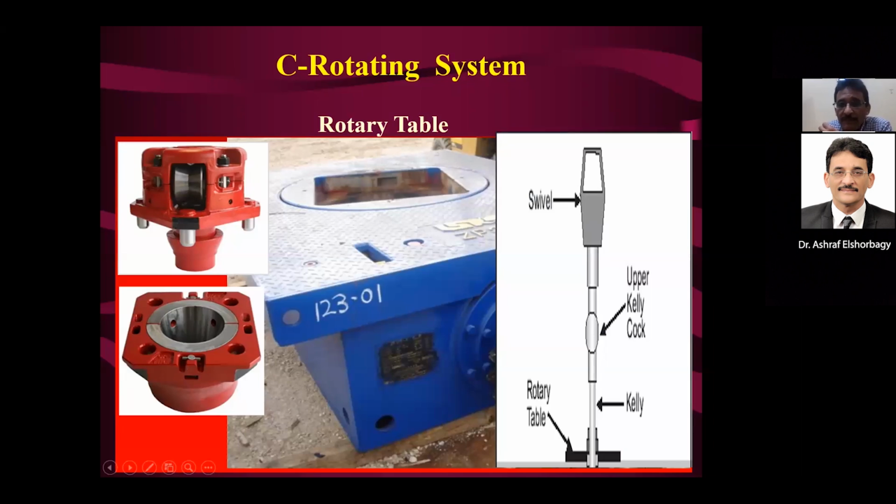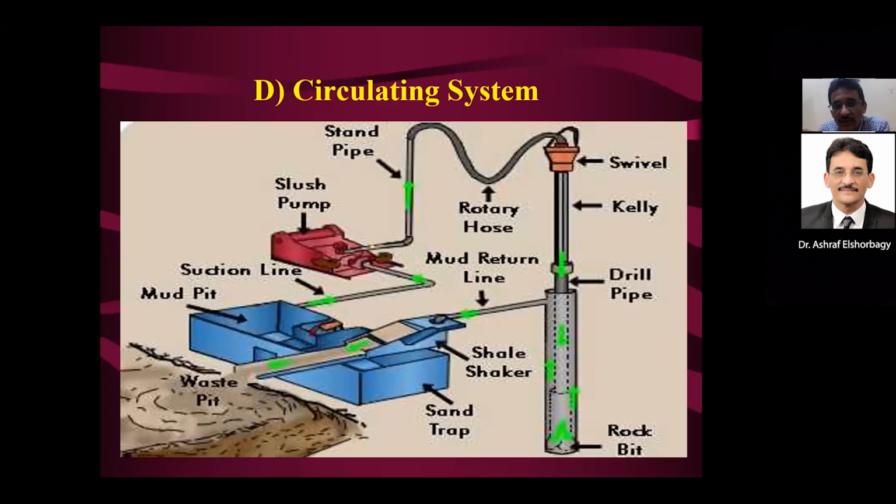The fourth system is the circulation system, which is very important, and we have a lot of sensors fixed here in the circulating system. If we start here from the tanks, which contain the mud, the mud will be sucked by the suction pump or the sludge pump. After this the pump will start to push the mud through the stand pipe. And guys, please focus with me here in the circulating system, because we have a lot of sensors here.